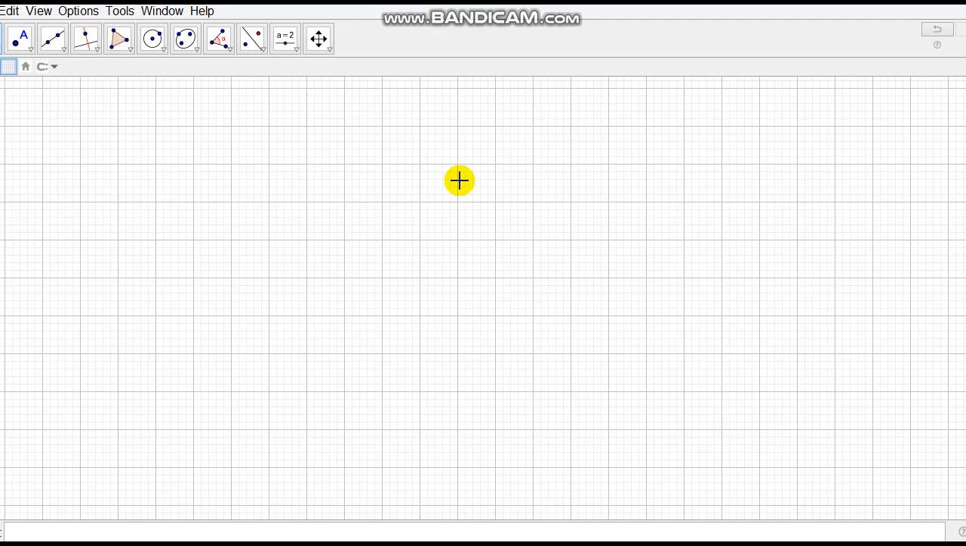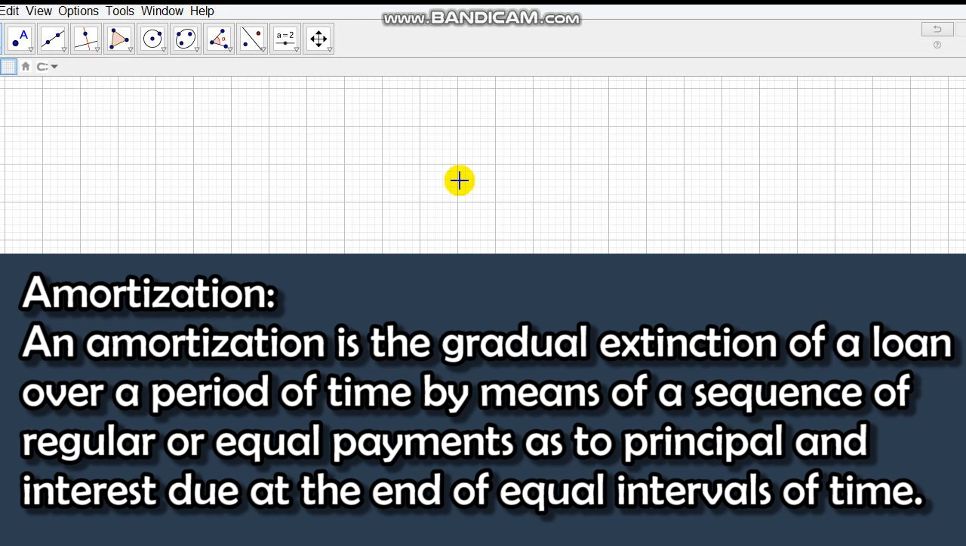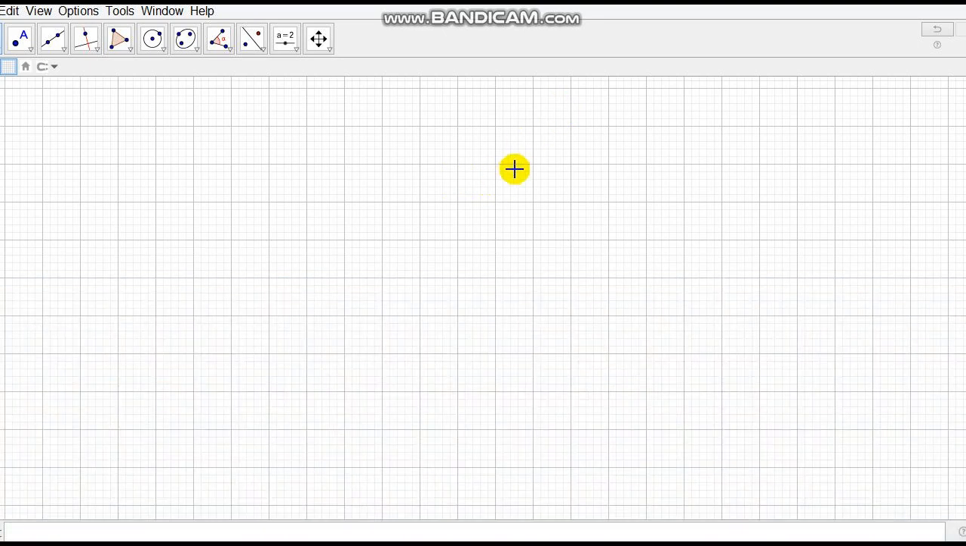Hey everyone, today we're going to discuss the amortization schedule. Now, amortization is the gradual extinction of a loan over a period of time by means of a sequence of regular or equal payments, as the principal and interest due at the end of equal intervals of time. So basically, when we talk about amortization, we have a loan and it is being reduced over time by our regular payments. And we construct a table to easily see how the amortization works. That table is called the amortization schedule.